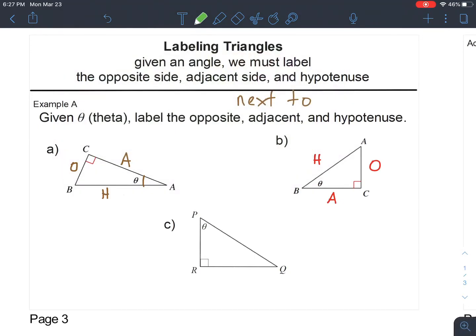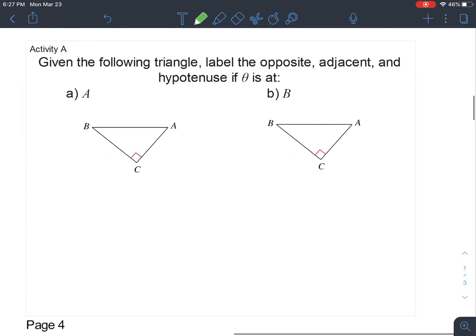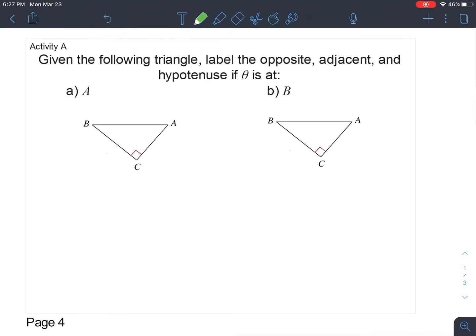And then for our last one down here, letter C, hypotenuse is across from the right angle, opposite is across from theta, and adjacent is next to theta and the right angle. So what I want you to do then is go ahead and label the sides in these two triangles. Take note of the letters, this one using theta at angle A, and this one is using theta at angle B. Pause the video, and then when you are done, I will show you what your answer should be.